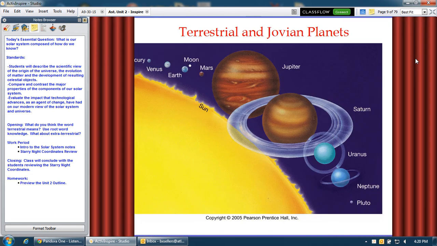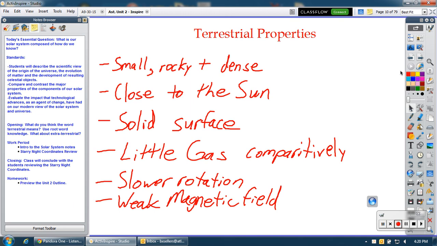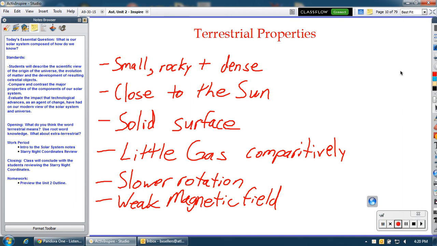So the overall layout of the solar system is broken into two major regions, the terrestrial and the Jovian planet regions. So it's oftentimes referred to as the inner and outer planets. So these are some properties in general about terrestrial planets, right? They tend to be small when compared to things like the Jovian planets or to the sun. They're small, they're rocky, they're dense.